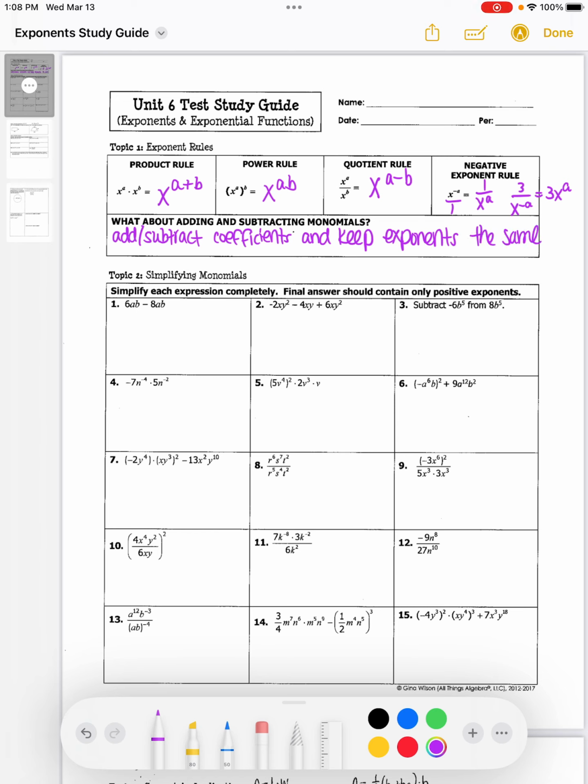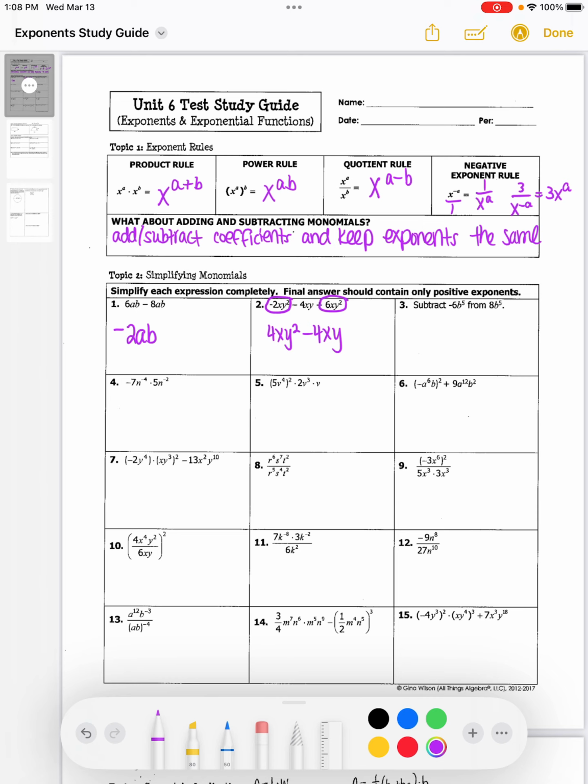We see an adding and subtracting monomial situation in number 1. 6ab minus 8ab. 6 minus 8 is negative 2, so this combines together to be negative 2ab. For number 2, we have two pairs of like terms here. The first and last are like terms because they have the same variables and exponents, so we can combine those together. Negative 2 plus 6 is 4, so this would be 4xy squared. And then we have that minus 4xy that cannot be combined with anything else, so that would be your final answer. Of course, in any order would be fine.